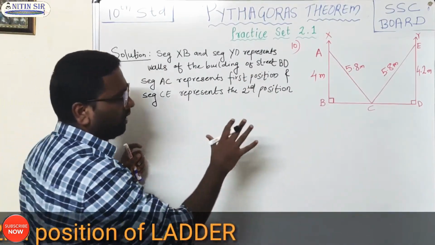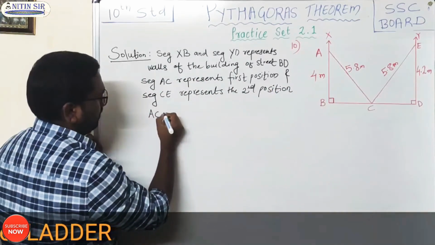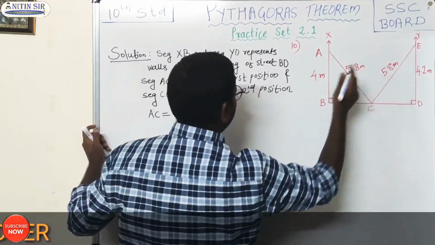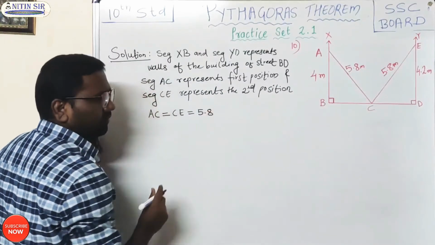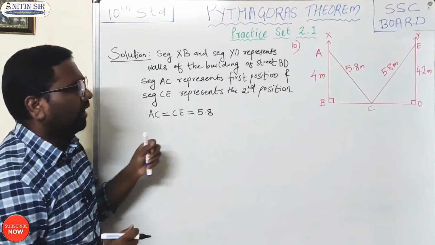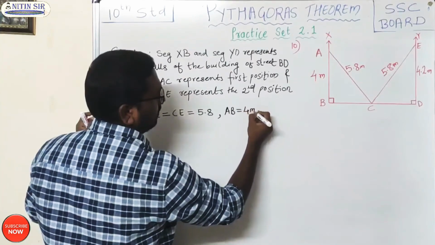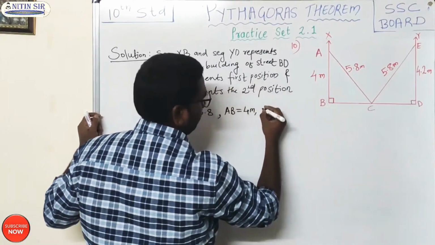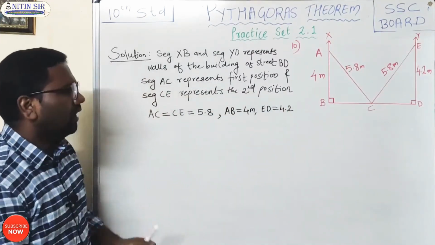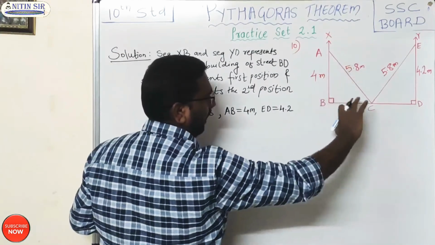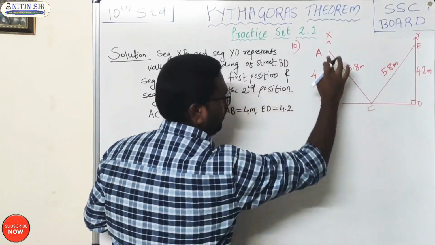So what we will do, first we'll write the values. AC equals CE equals 5.8. AB is equal to 4 meter and ED equals 4.2 meter. Now we'll first calculate triangle ABC, we'll get the value of BC. Then we'll go for triangle CDE, we'll get the value of CD. First we'll go for triangle ABC.